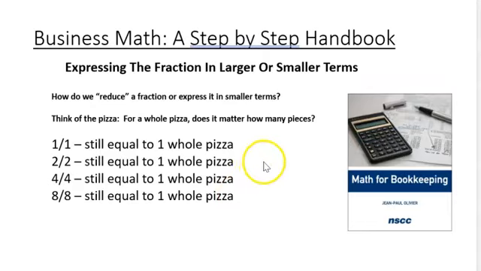Okay. So again, if there's only 1 piece, 4 pieces, or 8 pieces to the whole pizza, it's still a whole pizza. And the way you can figure that out is reducing, okay? So trying to express it in smaller terms. So 8 over 8, well, what number goes into both of those? 8. So 8 over 8 will reduce down to 1 over 1.